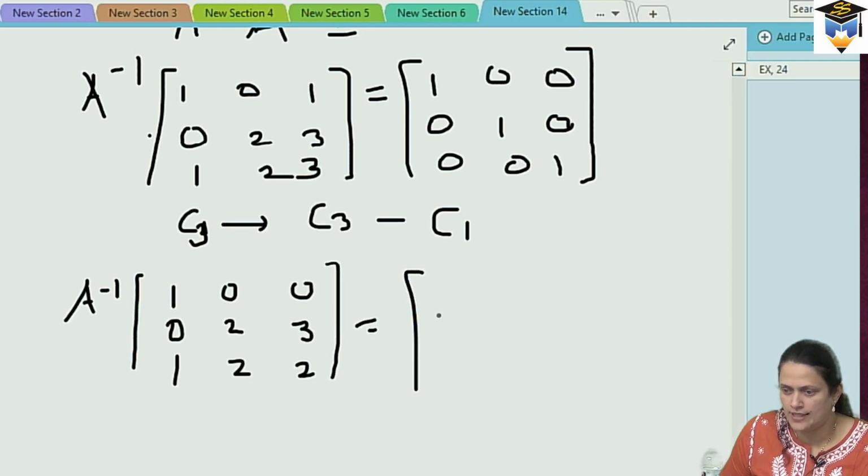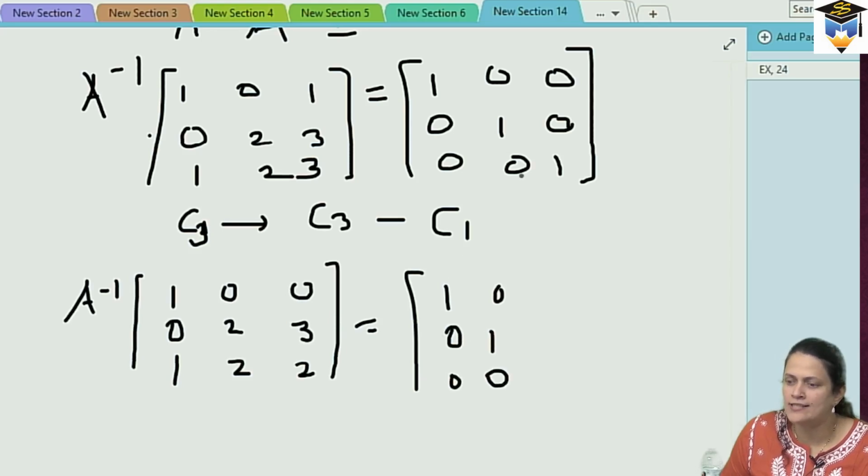Here also the same thing, first column and second column will remain as they are. Third column will change such that it is C3 minus C1. So this is minus 1, 0, 1.